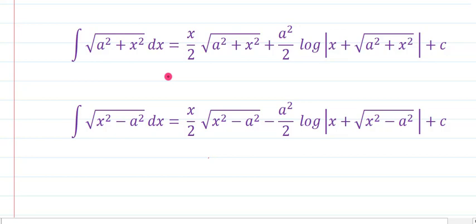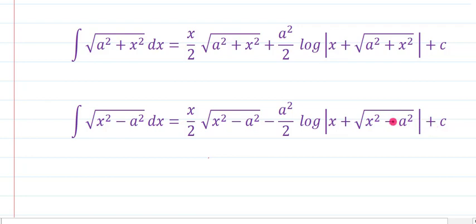These are the two other standard results. The integral of square root of a square plus x square dx can be written as x upon 2 square root of a square plus x square, the same term for which we are calculating integration, plus a square upon 2 log of x plus square root of a square plus x square, the same term as we have written here, plus c. And the third one: the integral of square root of x square minus a square dx is x upon 2 square root of x square minus a square minus a square upon 2 log of x plus square root of x square minus a square plus c.